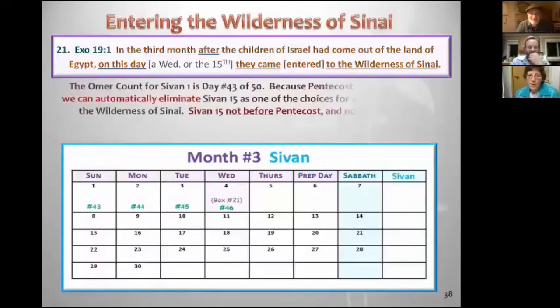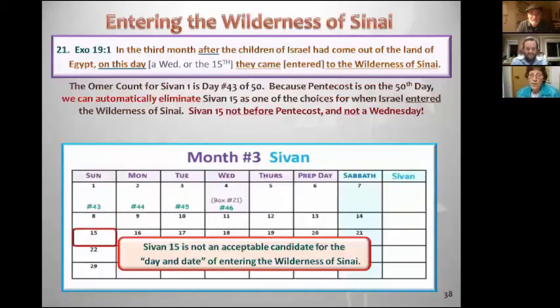The Omer count for the first day of Sivan is number 43 out of the 50. And because Pentecost is on the 50th day, we can automatically eliminate Sivan 15 as one of the choices for when Israel entered the wilderness of Sinai, because Sivan 15 is not before Pentecost, and it is not a Wednesday, because that's what it said, on the same day. So this date gets knocked out. It doesn't work.